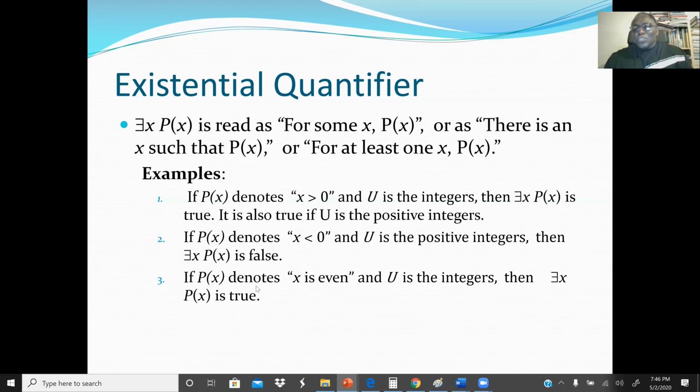Now if P(x) denotes x is an even number and U is the integers, then ∃x P(x) is true, because U is what? Integer values. It can be both positive and negative values. Some of the values will be even numbers, some of the values will be odd numbers. So this is true.